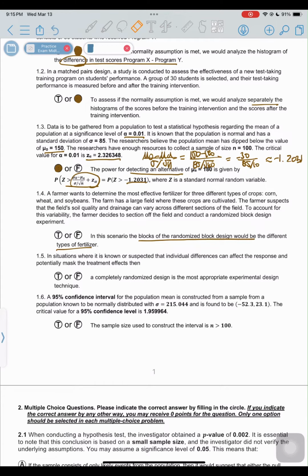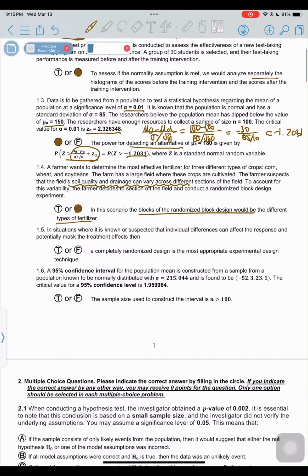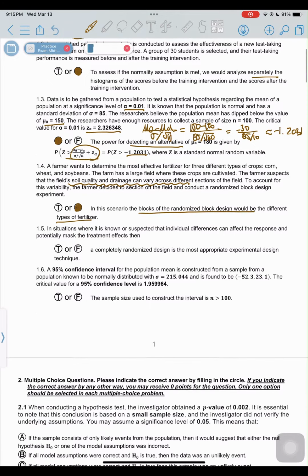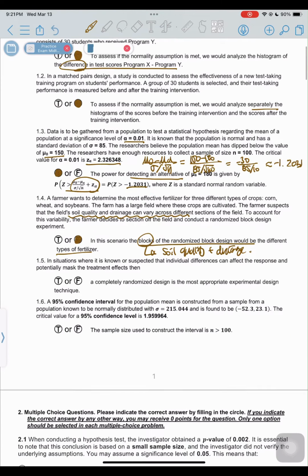That would be false because the variability would be the soil quality and the drainage. So it would be better to put soil quality and drainage as the blocks of the block design, not the different types. So that's why it's false. So the blocks would be soil quality and drainage.